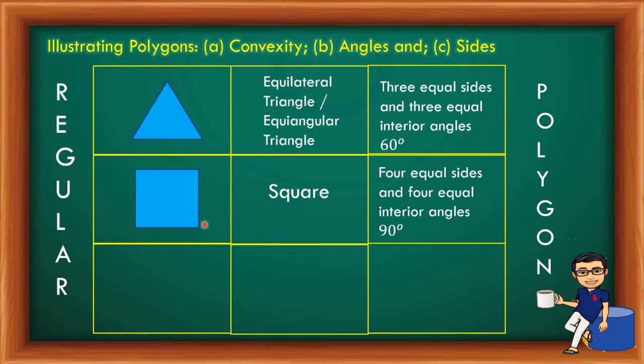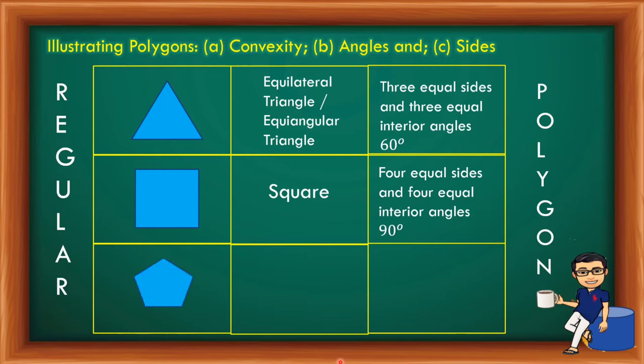Ito yun. At four equal interior angles, which is 90 degrees. Ito yun. Ito yun. Tsaka ito. So, dahil pare-parehas yan, we call that as regular polygon, which is a square.